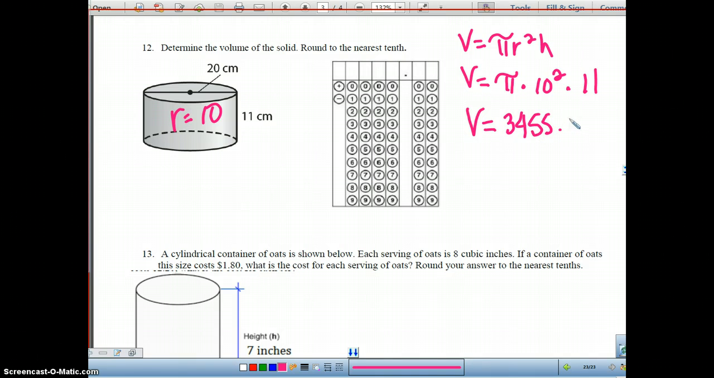3,455 point what? 75 and so on, right? But round to the nearest tenth, then what do you get? 0.8, right? And what unit of measure is it? Cubes, because remember this is now volume, a 3D figure. So we have to plug these numbers in and bubble: 5, 5, 4, 3. Good?